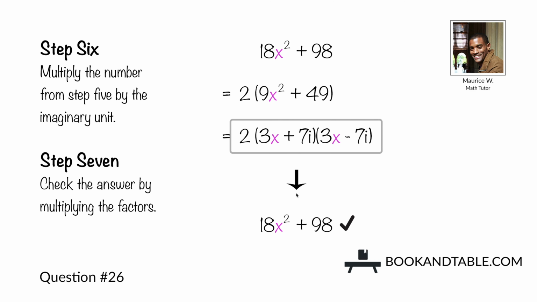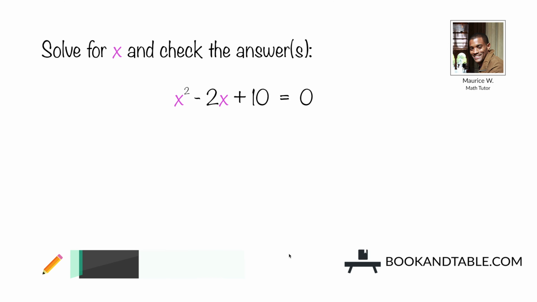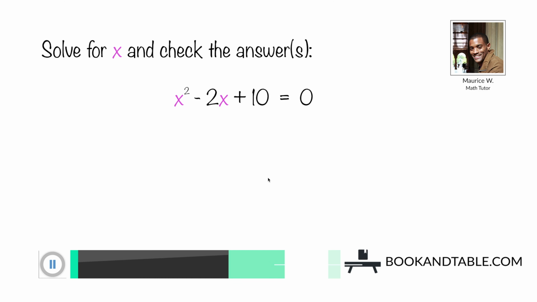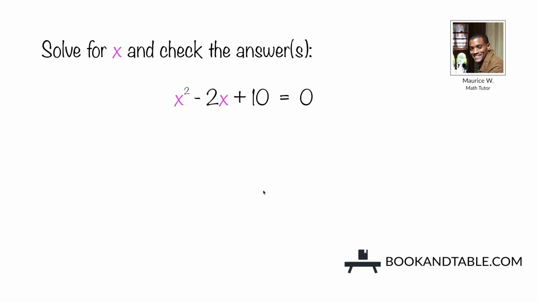And that is the answer to question number 26. Let's now have a look at question number 27. Solve for x and check the answers. x squared minus 2x plus 10 is equal to 0. Pause the video, answer this question, and then press play when you are ready to begin.